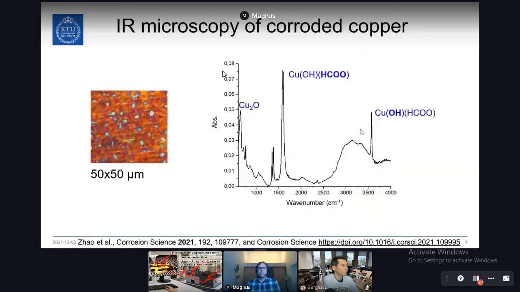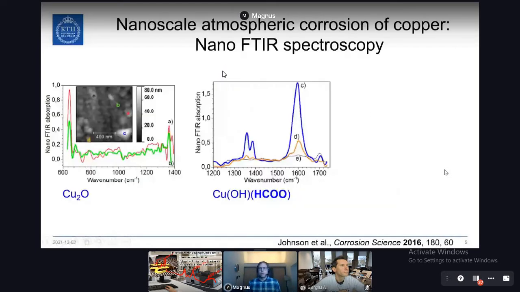And then we'll take a little bit closer look with IR spectroscopy. We use a conventional IR microscope, and we study an area that is 50 by 50 micrometers. Here you can see that the IR spectrum resembles the one of the whole surface. We have a copper oxide peak, and we have these 2 strong copper hydroxy formate peaks. Now, these 2 peaks down here also correspond to copper hydroxy formate. However, to really understand this corrosion process, as I said, we need to study it on the nano level.